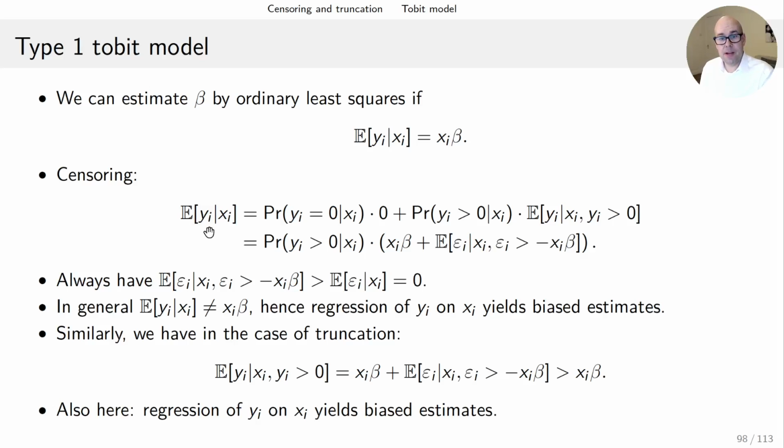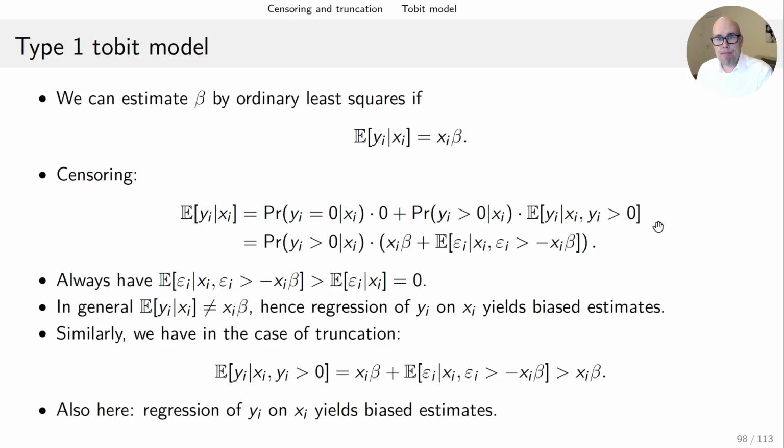So the expectation of the outcome given x would be, well, now I split it up into two parts. The probability that the outcome is 0, so that I have censoring and a 0 in my data, plus the probability that the outcome is not censored given x, times the expectation of the outcome given x and given that it is not censored. So this holds by definition. There is no assumption necessary. I can just write that down. I can always split up an expectation like this.